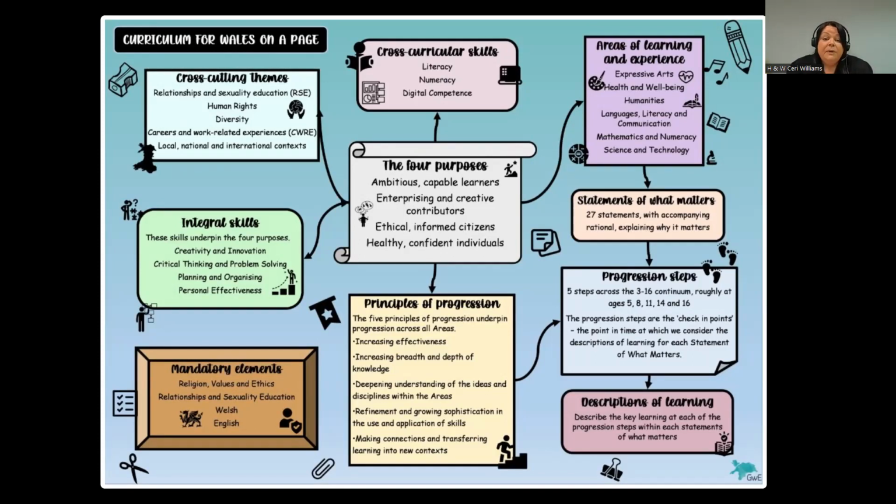You can see the 4 purposes are central on the page, but it also covers the other aspects such as the statements of what matters, assessment and progression, and the mandatory elements. This one-page overview provides a quick reference point for all the aspects that need to be considered when planning, but it's important to remember that there's no requirement to include all of these elements in your planning documents.